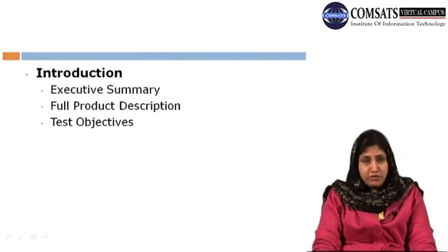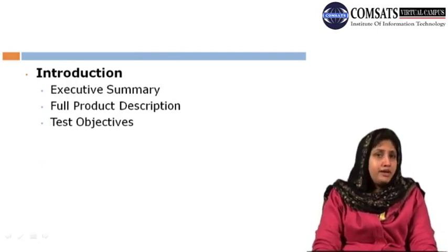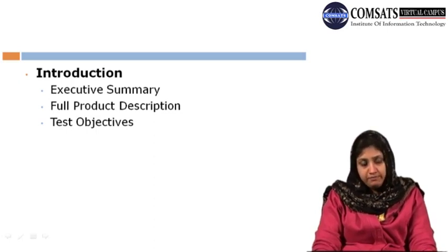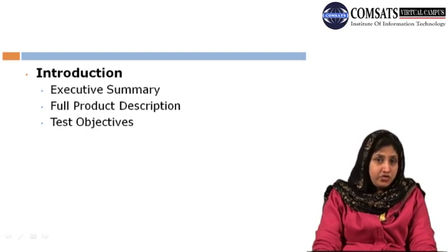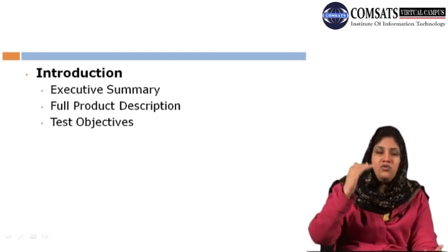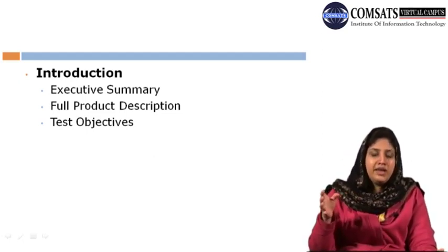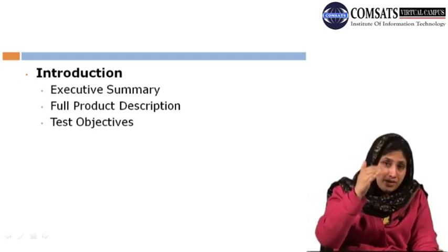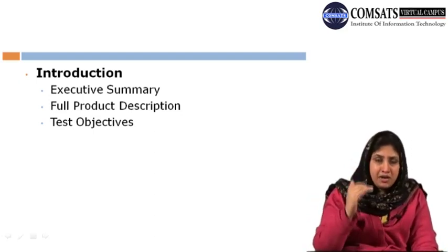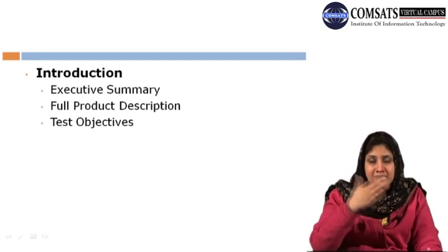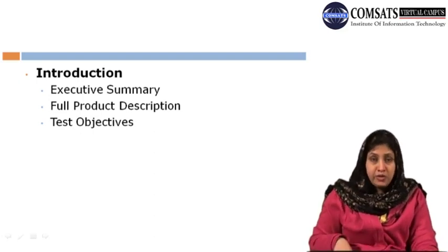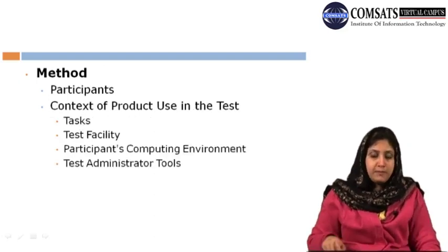So look at the introduction section of the report. It will provide an executive summary, full product description, and test objectives. What are they? You may have categories of test objectives, and then they are given in bullets. They are given under certain headings. This is the writing style that you will adopt to suit your purpose.